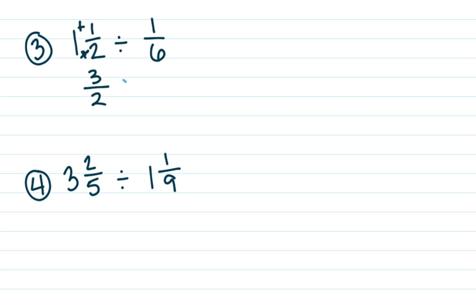Step 1 is I want to multiply. I don't want to divide. I'm going to multiply by the reciprocal. The reciprocal of 1/6 is 6/1. And then my last step is to multiply across. I have 3 times 6, which is 18, and 2 times 1, which is 2.